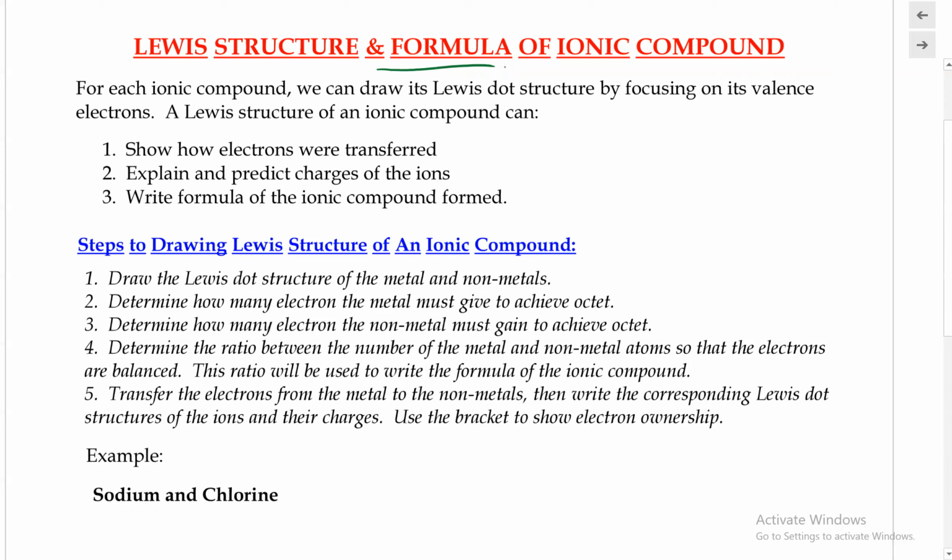For each ionic compound, we can draw its Lewis structure by focusing on only its valence electrons. Once we have drawn a Lewis structure of an ionic compound, it can show us how electrons are being transferred. It also helps us explain and predict the charges of the ions. And it also allows us to write the formulas of the ionic compounds that are being produced.